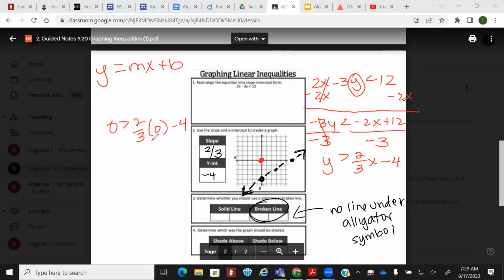2/3 times 0 is what? And 0 minus 4 is... Is 0 bigger than -4? Yes. That means that we're going to shade towards it. So is that above or below? That's above the line.